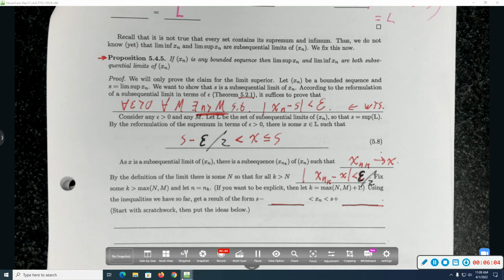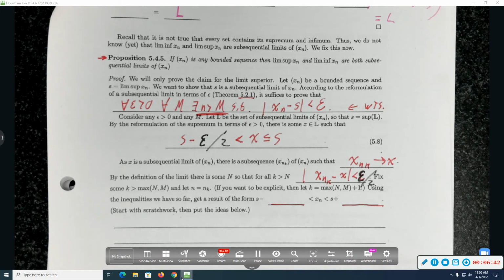That's my goal. But x is the thing that I know is a subsequential limit. So I can get that as small as I want. Maybe we'll just parse things out. What does this theorem say? It says that, but with x instead of s, because I know it's a subsequential limit. So I'm using theorem 5.2.1 two different ways. It's an if and only if theorem. Here I'm using that theorem 5.2.1 implies subsequential limit. Here I'm using theorem 5.2.1 as proof of a subsequential limit.